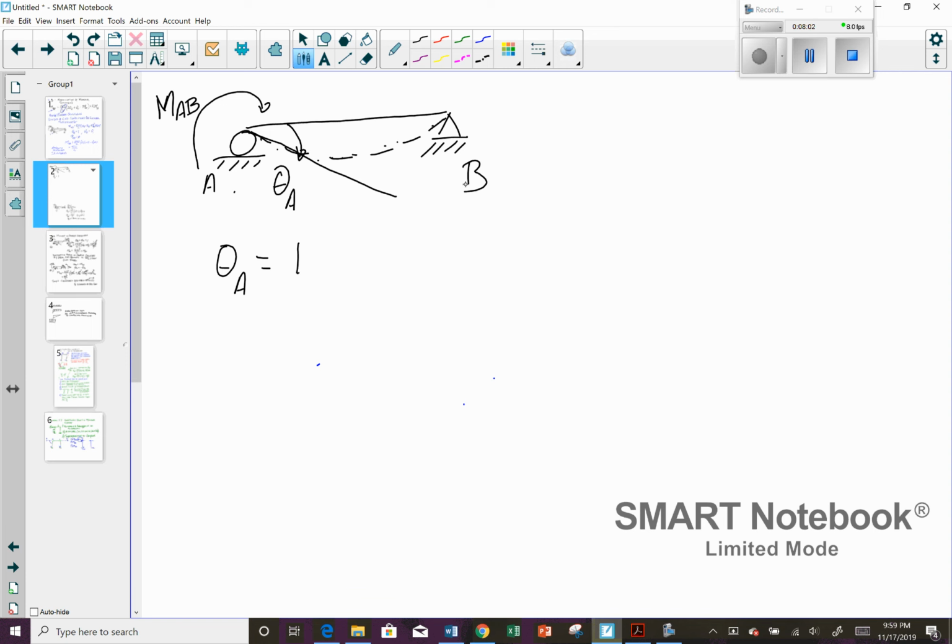When you have a pin at the other end, if you refer to figure 9.3E, the relationship between a roller and a pin: if the rotation is equal to 1 at A, the rotation at B is going to be half of that in the opposite direction. So this theta B is equal to half. And we can just say half because we just said theta A is equal to 1.